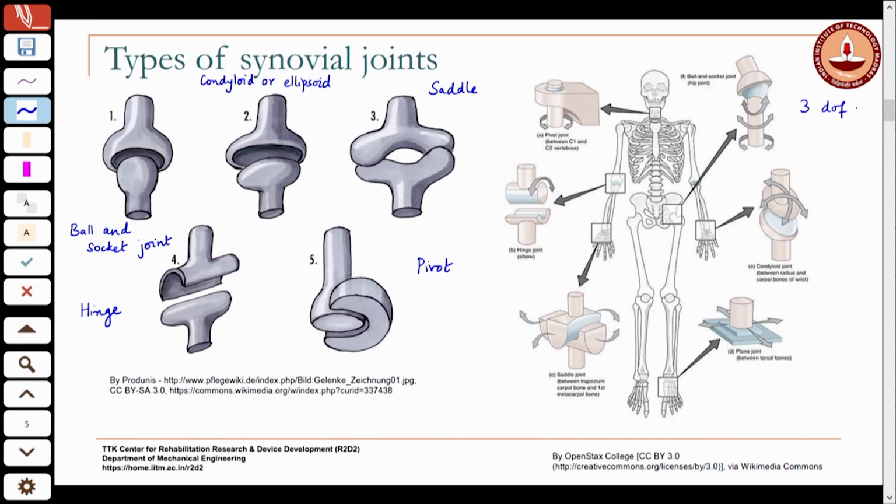The only type of synovial joint that is not a rotational joint is what is known as a plane joint. A plane joint is when two bodies are moving with respect to each other in the plane. So, they slide, they glide with respect to each other, and there could be a little bit of rotation perpendicular to the plane, but otherwise it is mainly a gliding motion between the joints. Those are the only joints that have translational motion in the body.